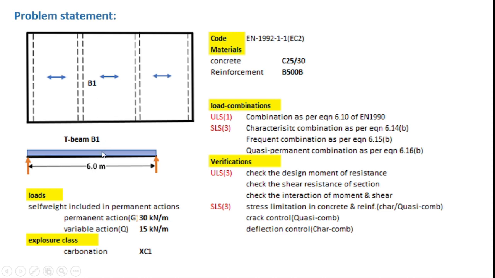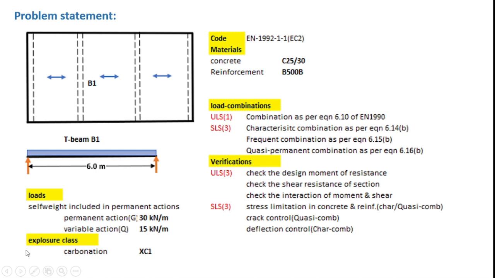So the typical T-beam that is considered for the analysis and design is shown here. It has a span of 6 meters. It is essentially subjected to uniformly distributed loads. And under the loads, as usual, we have two actions. One is a permanent action denoted by G, and that is equal to 30 kN per meter. Please remember that self-weight is already included in this G value, and therefore it will not be separately considered. Then we have the variable action Q, that's 15 kN per meter.